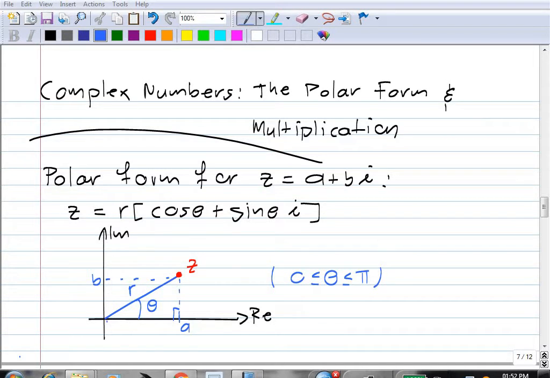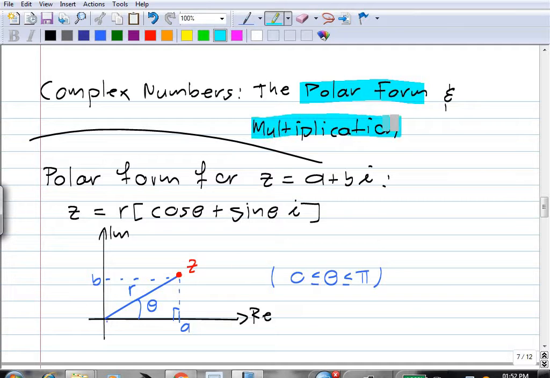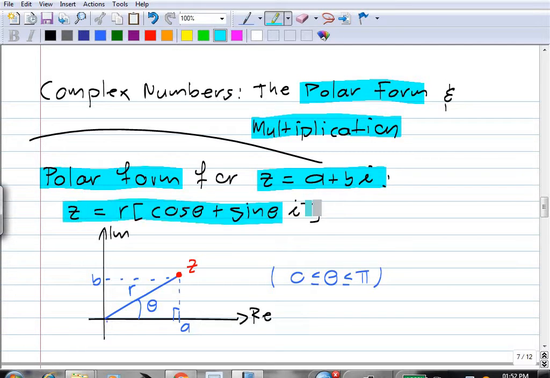In this video I want to talk about the polar form of a complex number and how it relates to multiplication. So recall that if you have a complex number z = a + bi, non-zero, then the polar form for this complex number is given by an expression of this form. If we can write z as r(cos theta + i sin theta), then this is called a polar form for the complex number.